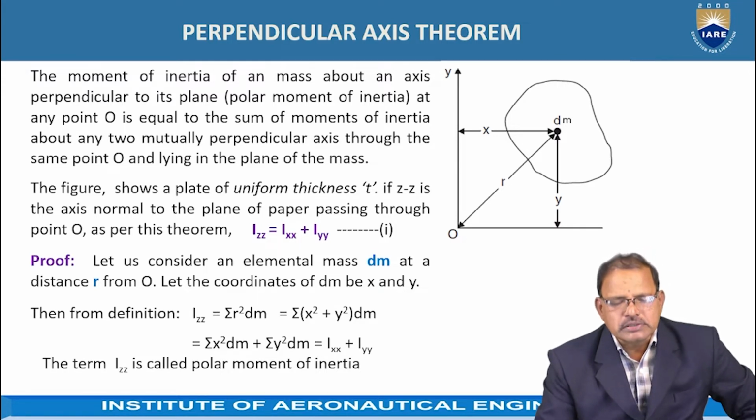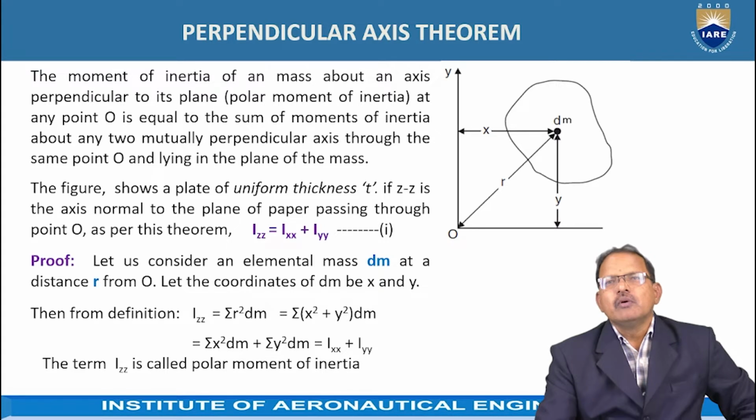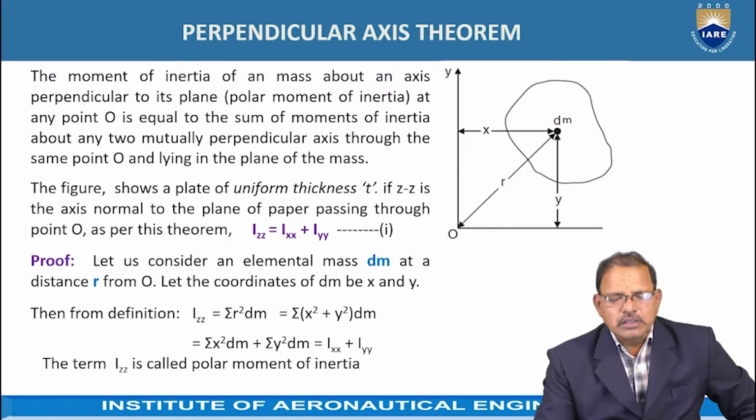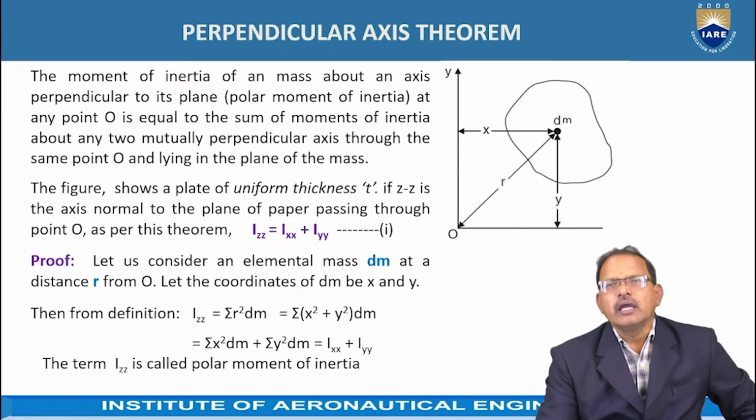The perpendicular axis theorem can be defined as: the moment of inertia of mass about an axis perpendicular to its plane, that is Izz, at any point O is equal to the sum of the moment of inertia about any two mutually perpendicular axes passing through the same point O and lying in the plane of the mass.